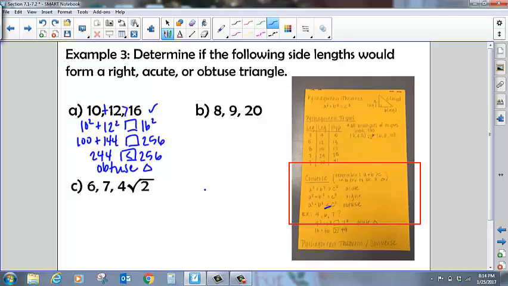Now for b, again, check to make sure, is the sum of the two smaller sides greater than the largest? And the answer is no. So this means you cannot even create a triangle. So there's no point in actually trying to determine if it's acute, right, or obtuse.